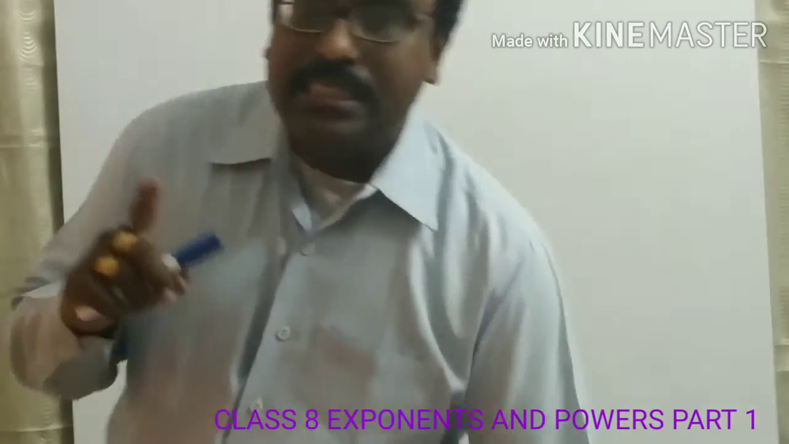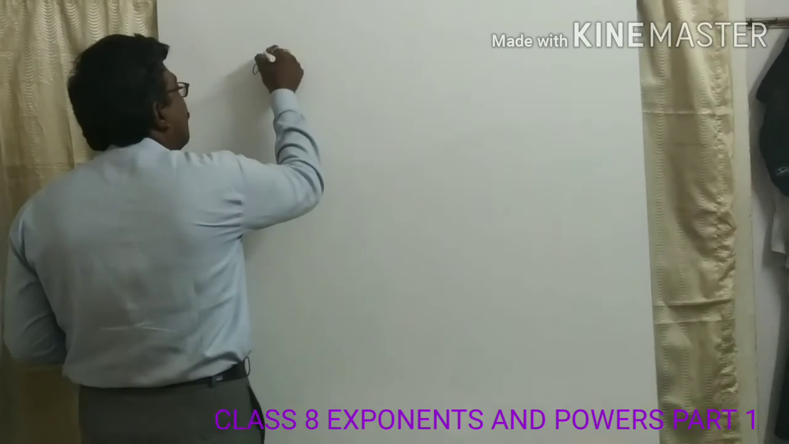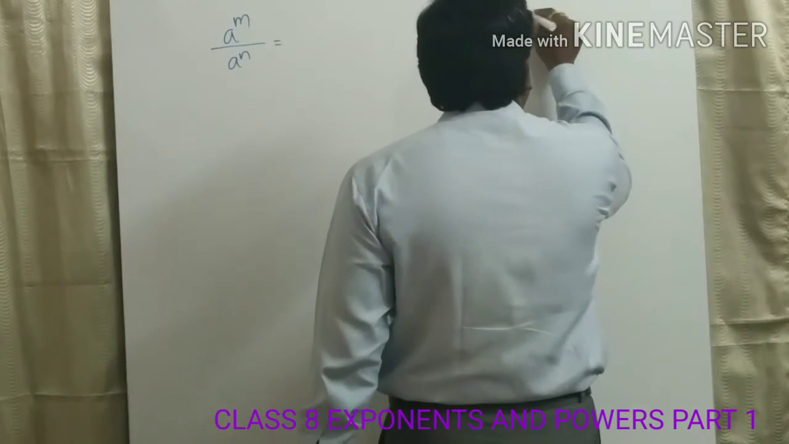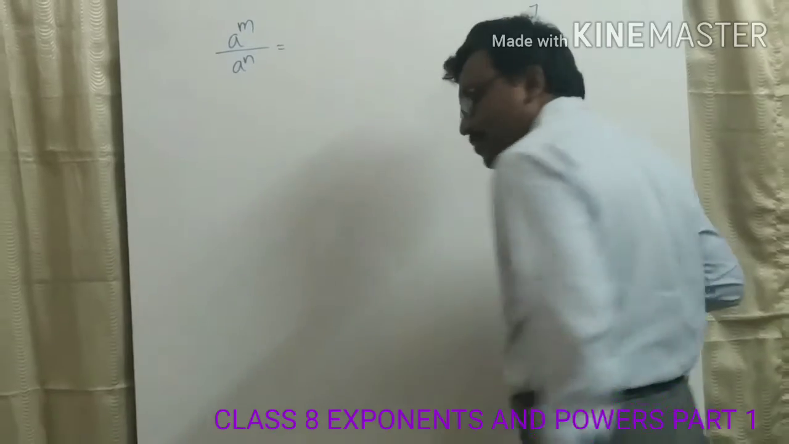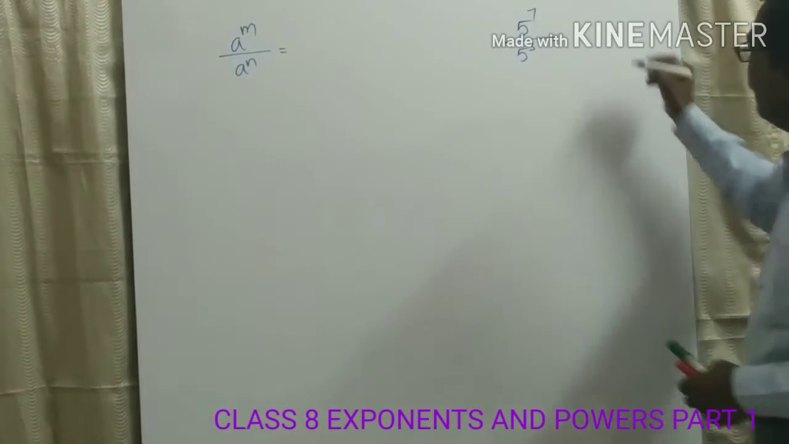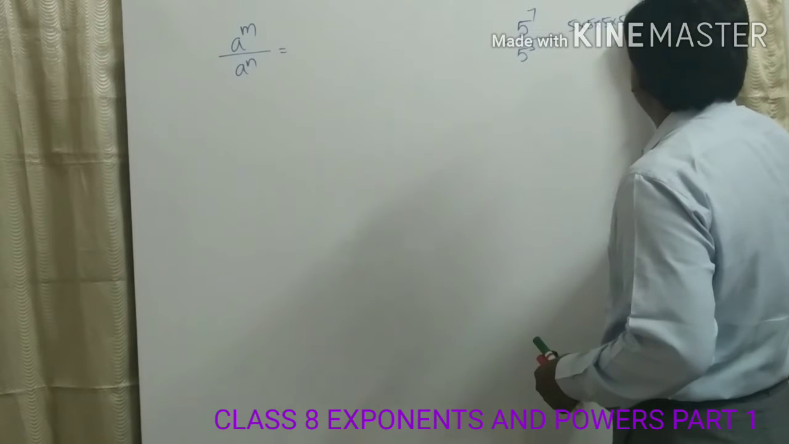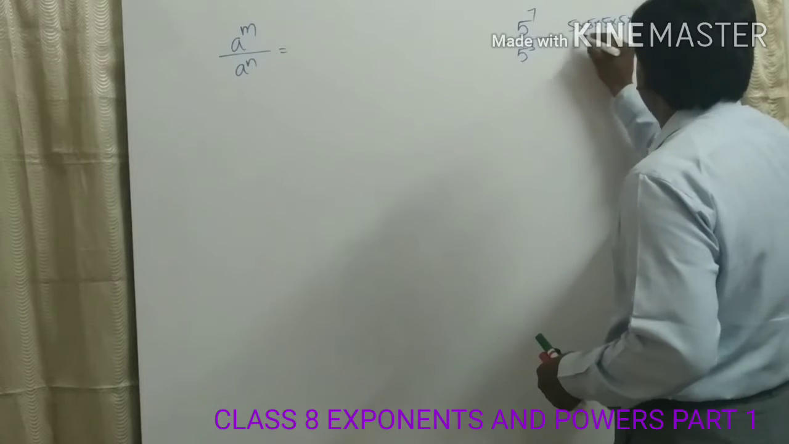Okay. Now, second exponent law, the second rule. So, a to the power of m by a to the power of n. Some examples we will do. 5 to the power of 7 by 5 cube. Okay, let me expand. So how many times should I write? 7 times. Okay, 5, 6, 7.